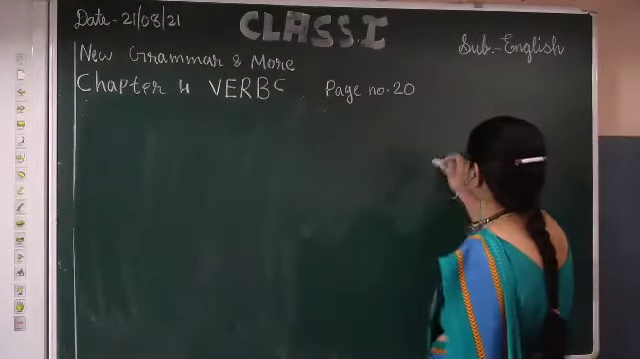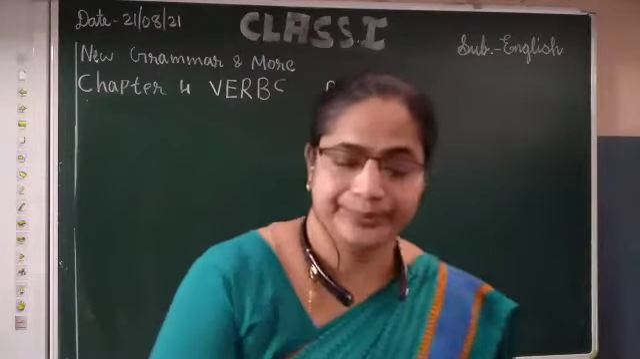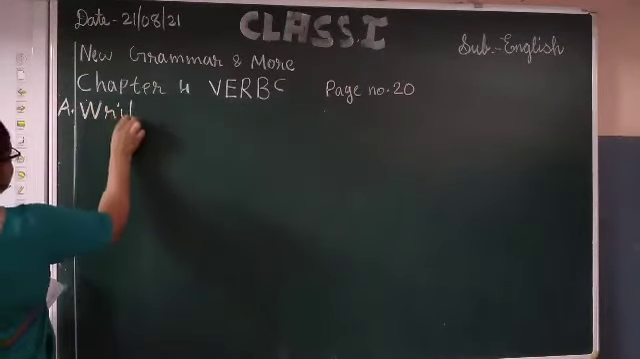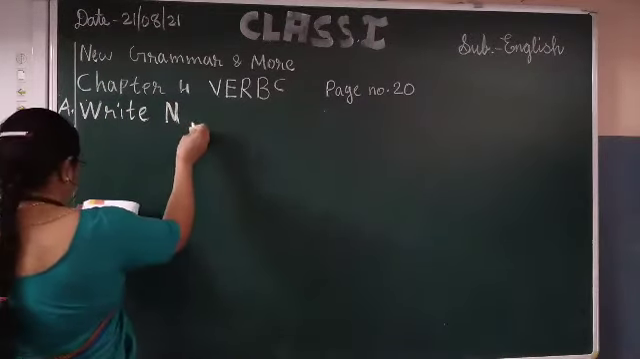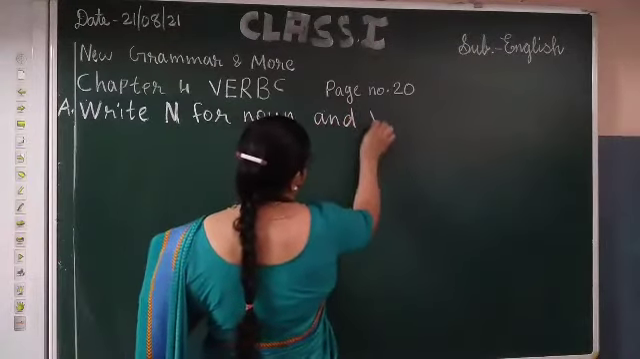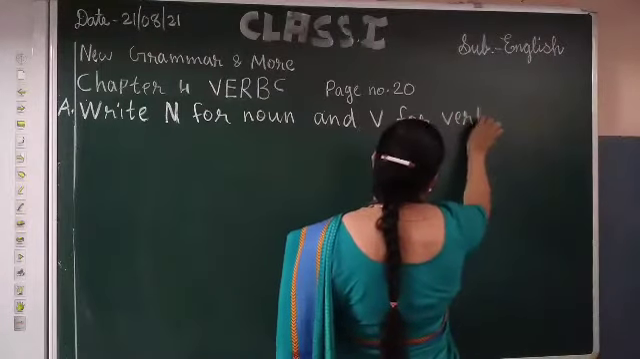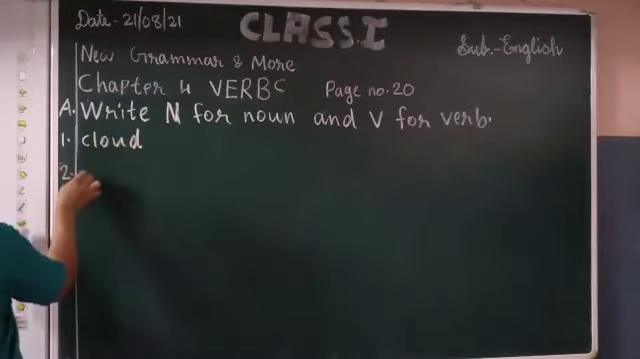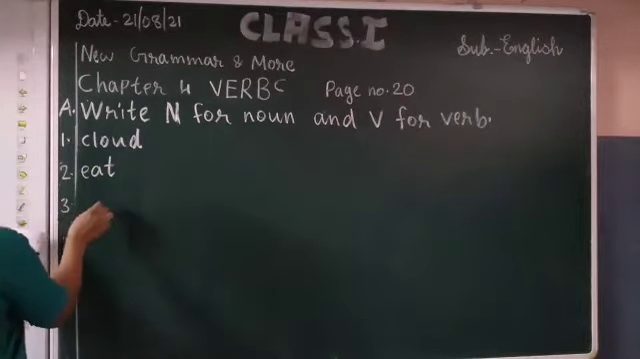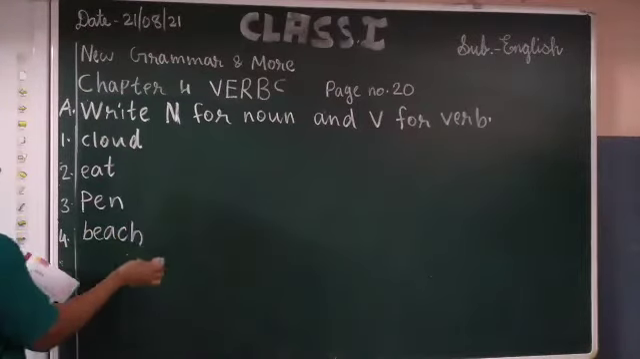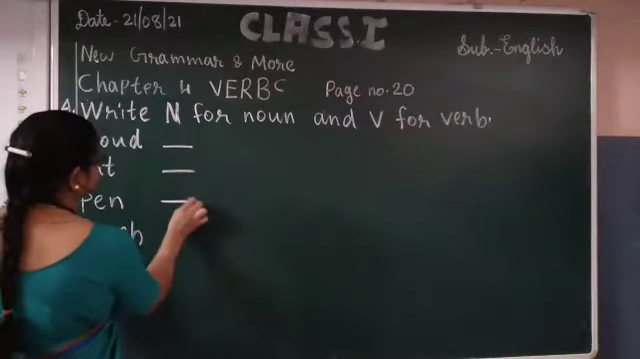Exercise A. Write N for noun and V for verb. First one, cloud. Second, eat. Third one, pen. Fourth one, beach. You can write here the first letter.